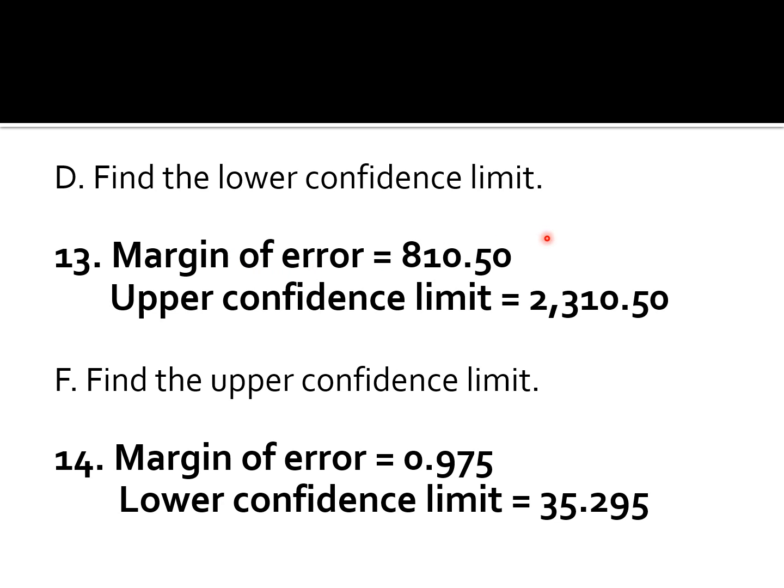Again, upper confidence limit is equal to sample mean plus the margin of error. Diba? Kapag naman lower confidence limit, the formula is sample mean minus the margin of error. So in this case, find first for the sample mean using that formula, o yung formula kanina na sinabi ko. Okay?